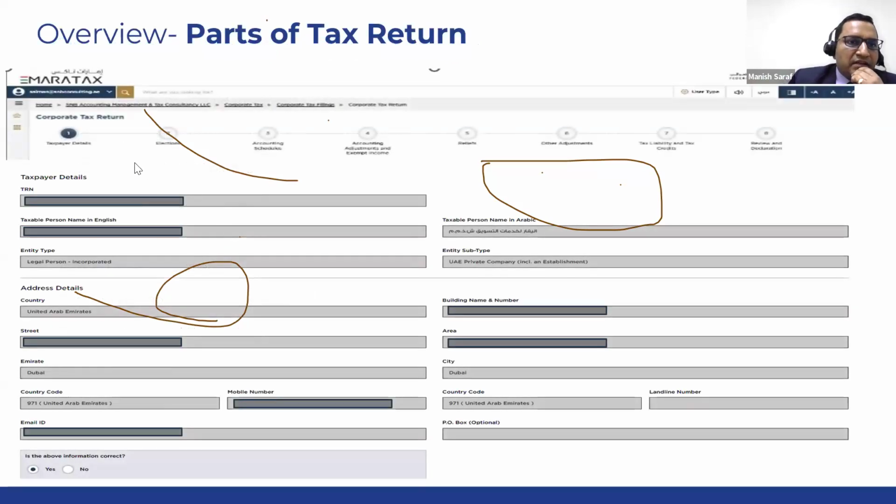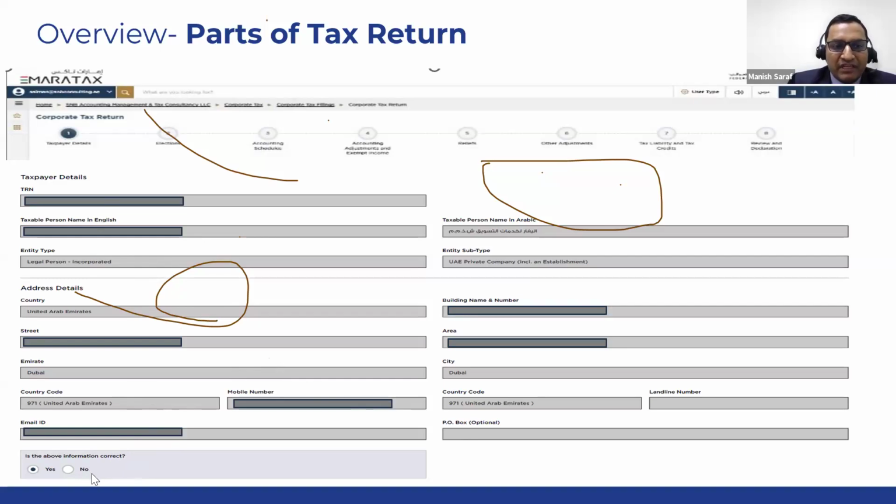Here is what the tax return form looks like when we open it. As I mentioned, there are 8 different sections. The first is the taxpayer details, which will automatically pre-populate from the tax registration details. At the bottom, you need to confirm whether the details filled up are correct or need amendment. If you say yes, then no changes have to be done.